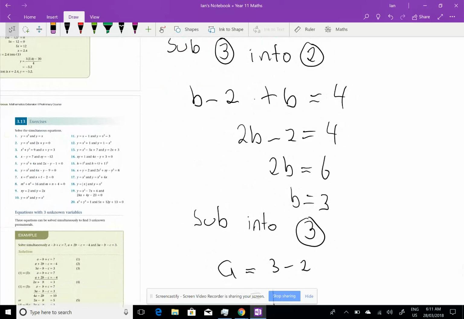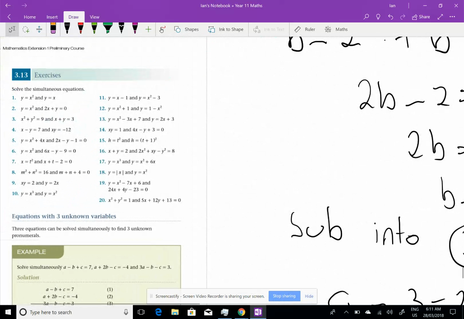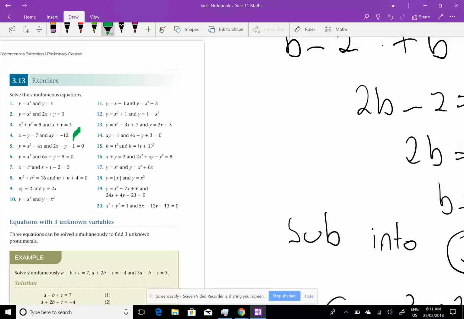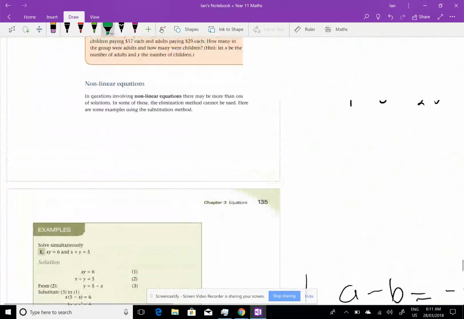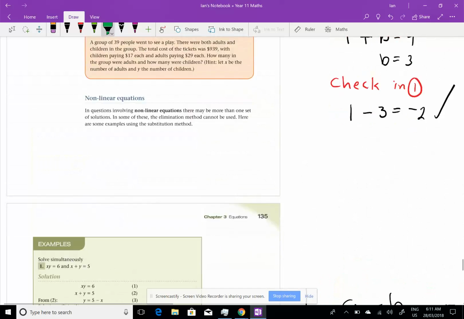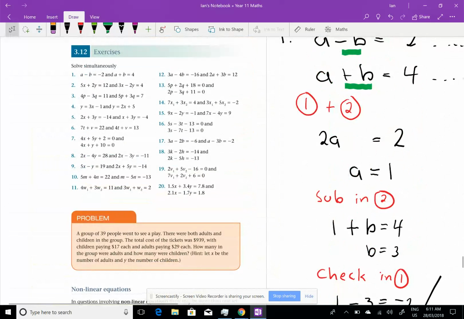So let's have a look at the ones in the exercise that look like they're going to be easy for substitution. Well, this one straight away, because I can get that x equals. All right, oops, wrong exercise. How did I get down there? Here we go. This one straight away, because they're both y equals.